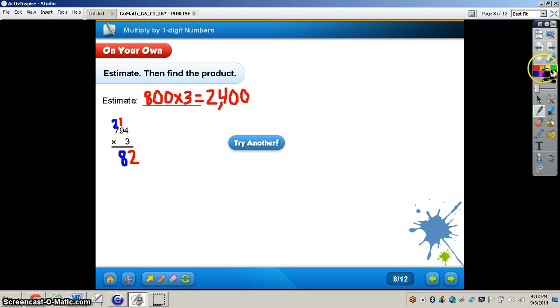Okay, now we are multiplying 3 times 7 hundreds. 3 times 7 is 21, plus 2 is 23. We'll write that down for a grand total of 2,382.